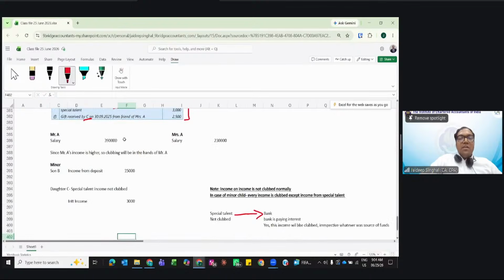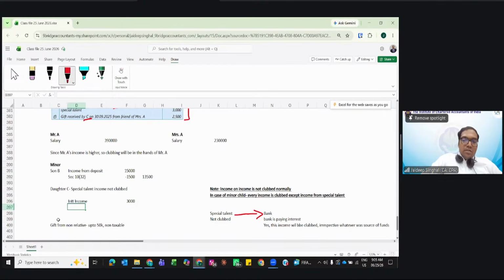Gift received by C from a friend of Mrs. A. Now C is receiving a gift of 2,500. Is that taxable? Gift from a non-relative up to 50K under 56(2)(x) is non-taxable. It is $2,500 only. Now, can we give section 10(32) here? Section 10(32) exemption here, how much will be there? The entire 1,500 will be allowed here.